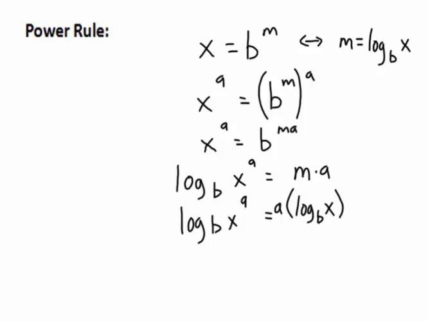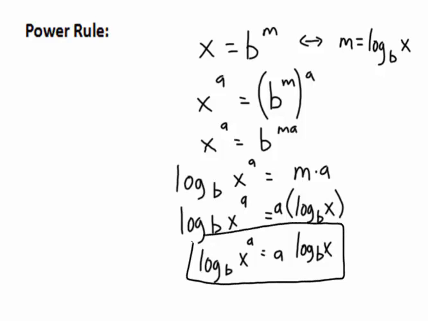And that leads us to our power rule. When we have a logarithm of any base with an argument to any power a, that's equivalent to taking that power out in the front and just writing it as a times log base b of x. A very powerful rule in logarithms. The exponent in the argument really just comes down in front.